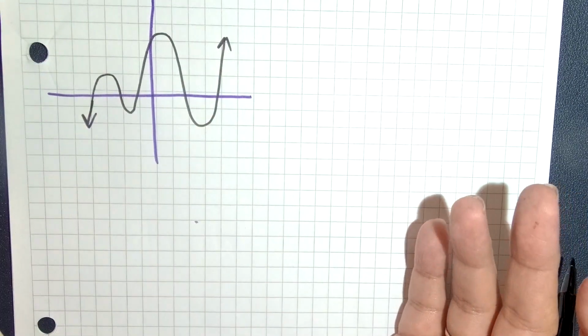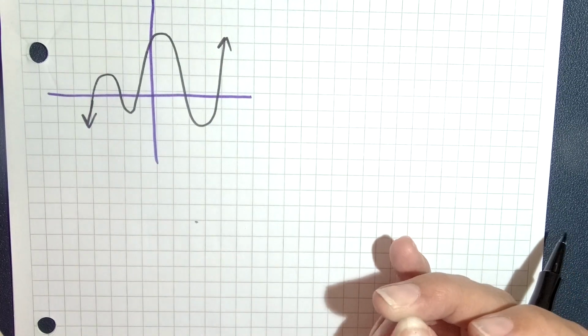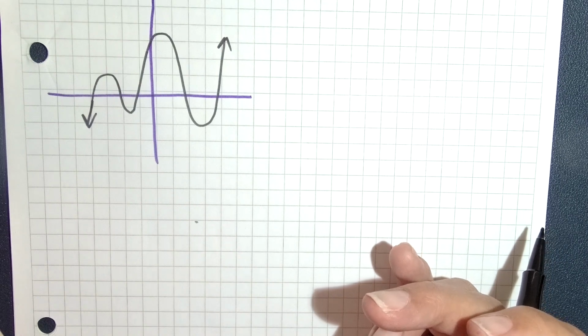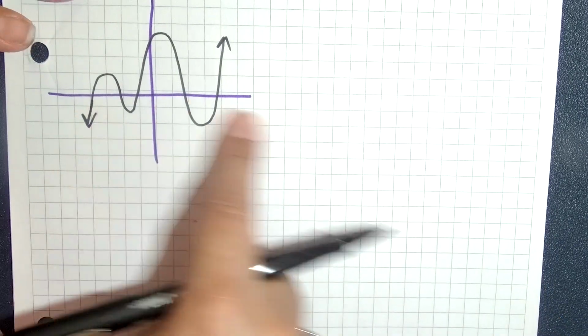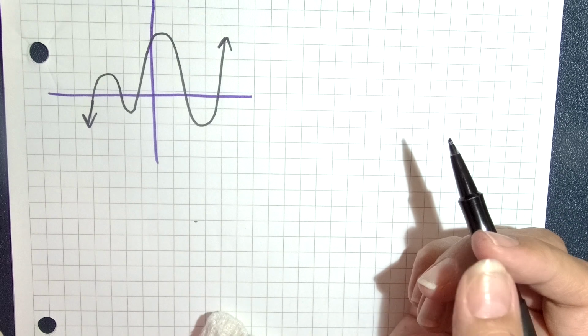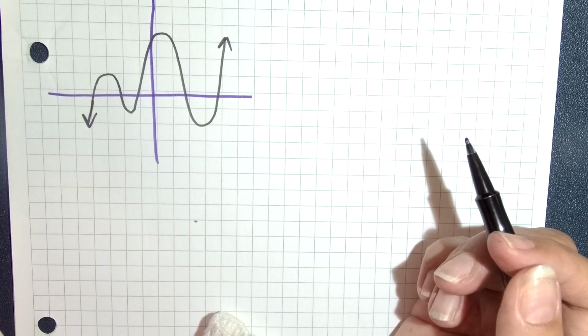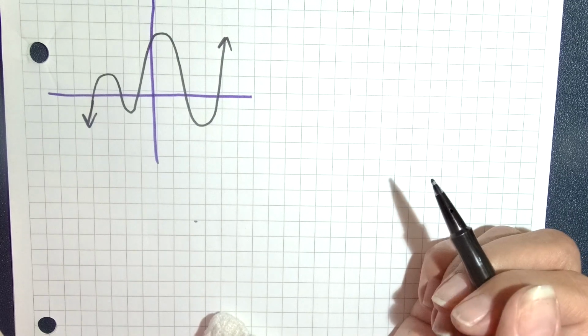Slope is used for linear functions. What type of graph is a linear function? A straight line. This is not a straight line, but we can calculate the slope or the rate of change. Because remember, rate of change means the same as slope, means the same as unit rate, means the same as rate. All those things mean the same thing.